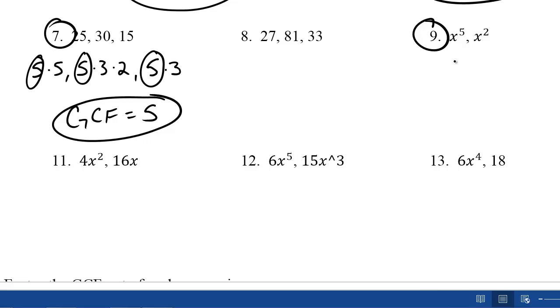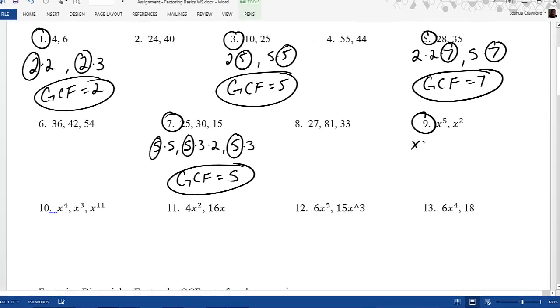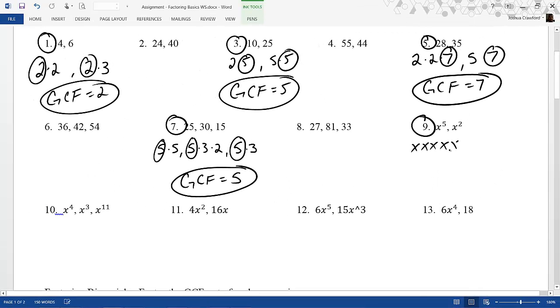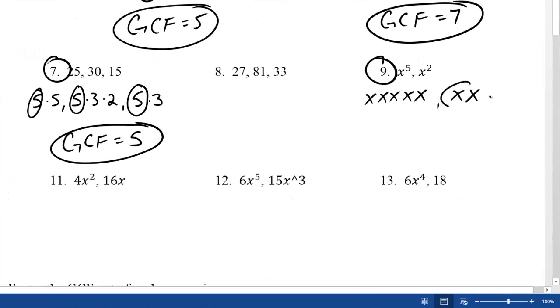Number 9, we have x to the 5th and x squared. So x to the 5th breaks up to 1, 2, 3, 4, 5 x's. X squared breaks up to 2 x's. What's in common? 2 x's are in common. So your GCF will just be x times x, or x squared.